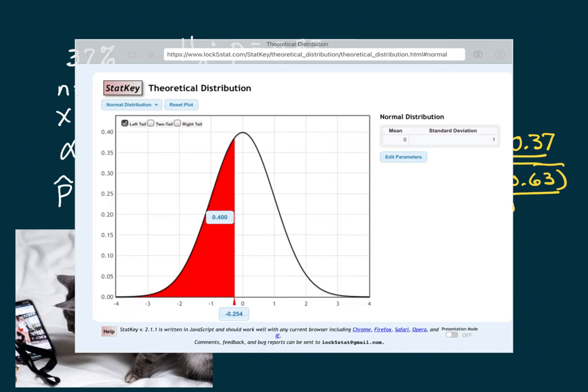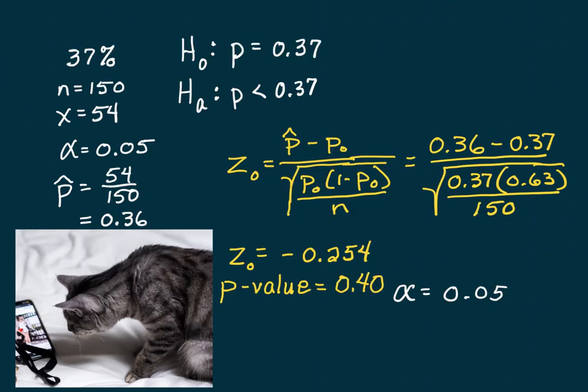The area to the left of our cutoff value, our test value of negative 0.254, is 0.400, fully 4/10. 40% of the area under that curve is less than that value. Now, the important thing though is how does that p-value compare to our level of significance? Which one is smaller? The level of significance. The alpha wins. We do not reject the null hypothesis. So yes, people do love their animals that much.